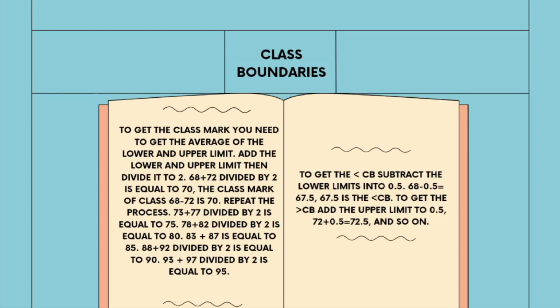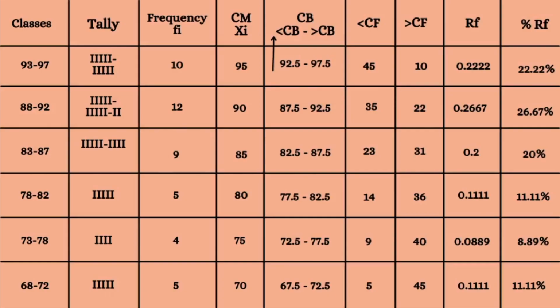Class boundaries. To get the less than class boundaries, subtract 0.5 from the lower limits. 68 minus 0.5 equals 67.5. 67.5 is the less than class boundary. To get the upper class boundaries, add 0.5 to the upper limit. 72 plus 0.5 equals 72.5, and so on.